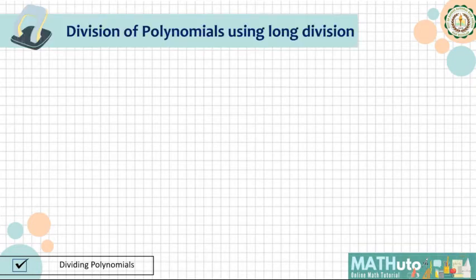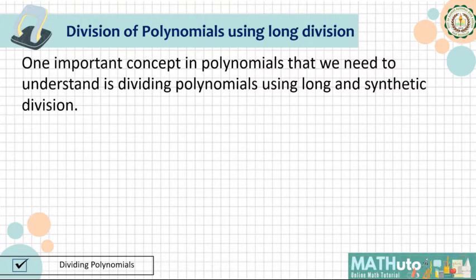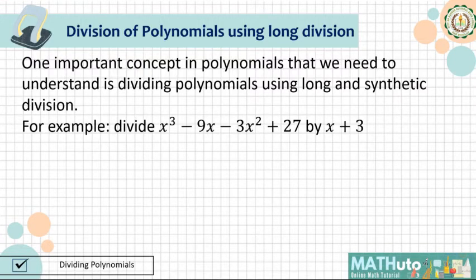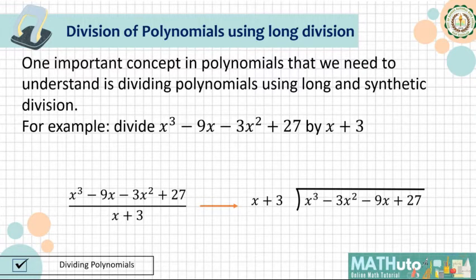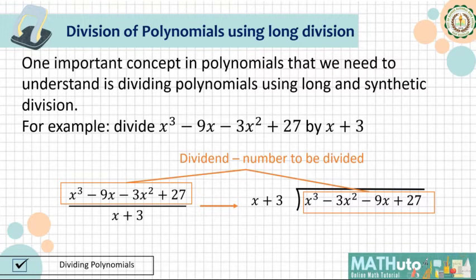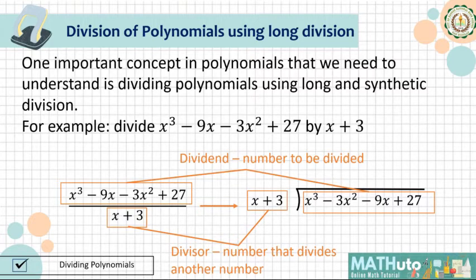So now, let us proceed on how to divide polynomials using long division. One important concept in polynomials that we need to understand is dividing polynomials using long and synthetic division. For example, divide x cubed minus 9x minus 3x squared plus 27 by x plus 3. In this case, x cubed minus 3x squared minus 9x plus 27 is what we call the dividend, or the number to be divided, and x plus 3 is our divisor, or the number that divides another number.